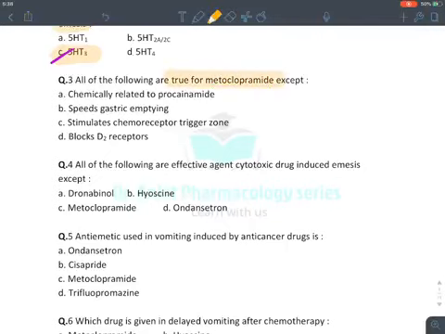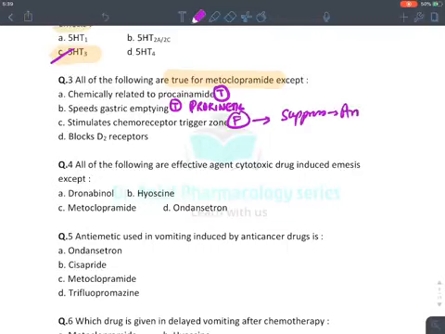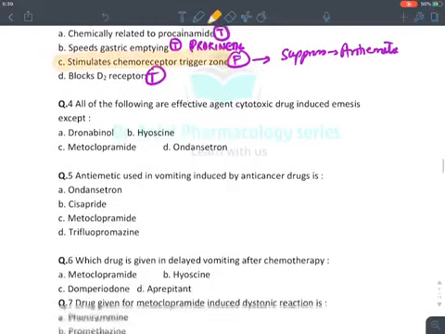Now, all of the following are true for metoclopramide except: it is chemically related to procainamide, absolutely true. It speeds up gastric emptying, yes, because it's a prokinetic drug. It stimulates chemoreceptor trigger zone, false, rather it suppresses it. That is why it produces anti-emetic action. It blocks D2 receptor, it's absolutely true, so the answer will be C.